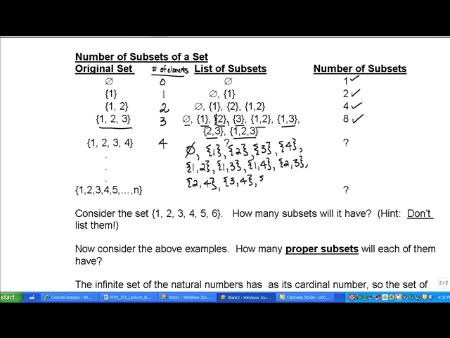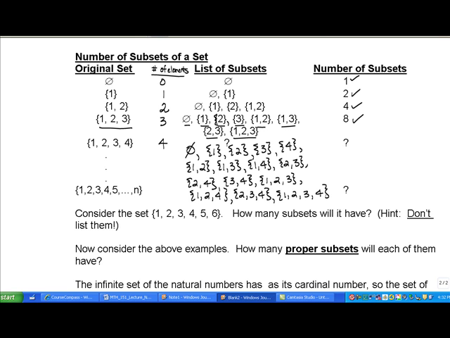Okay, now we can go to 3. We can have 1, 2, 3, 1, 2, 4, and 2, 3, 4, and 1, 2, 3, 4.